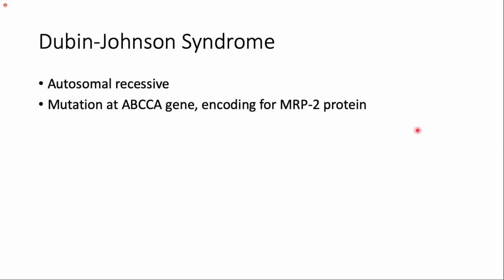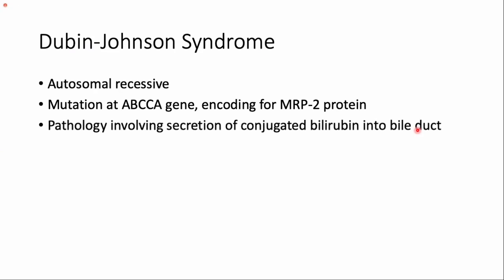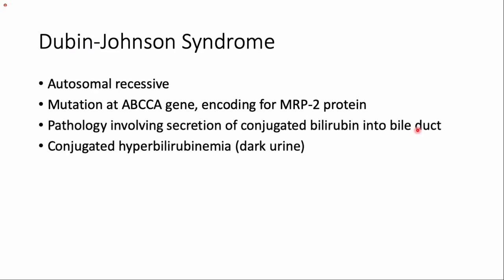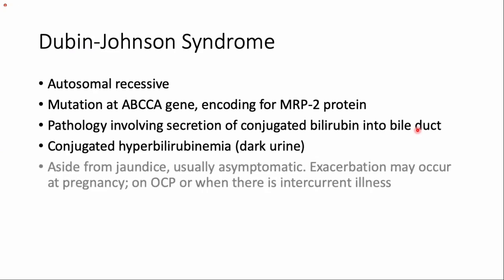Now we go to Dubin-Johnson syndrome. Dubin-Johnson syndrome is not common; it's very rare, and it's more common in Caucasian as compared to Asian. It is one of the post-hepatic causes, an autosomal recessive mutation at the ABCC2 gene. MRP2 protein is used to transport the conjugated bilirubin into the bile duct. Imagine we don't have that protein, so the conjugated bilirubin will remain within our liver, cannot be excreted out. Same thing, conjugated hyperbilirubinemia.